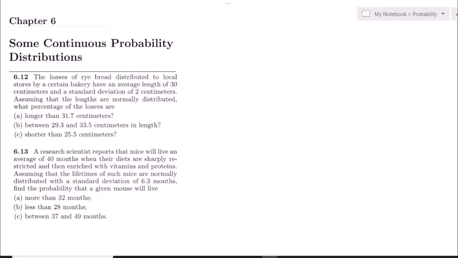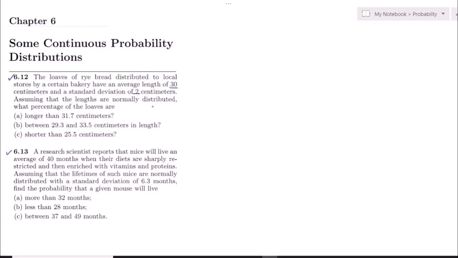Welcome back, guys. This is question 6.12 and 6.13, and as these two questions are closely relevant with each other, we are going to solve them in this video. The statement of question 6.12 is: the loaves of bread distributed to local stores by a certain bakery have an average length of 30 centimeters. So the average is given, and a standard deviation of 2 centimeters.